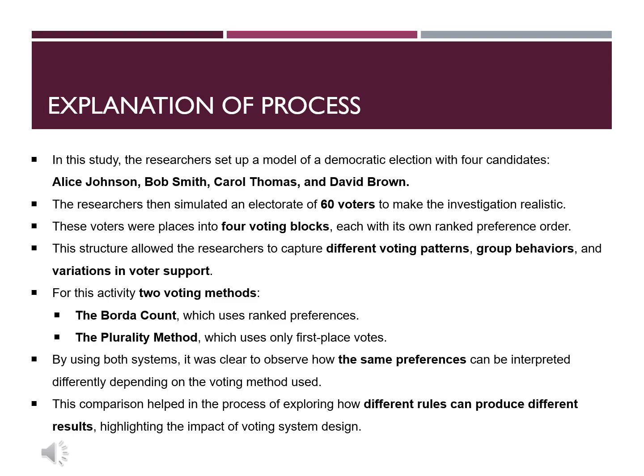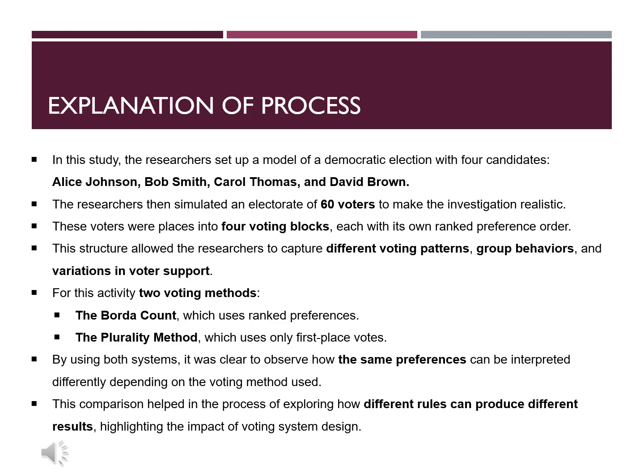Instead of treating all voters as one large group, they divided these voters into 4 voting blocks. Each block had its own rank preference order, meaning each group had a different pattern for how they preferred the 4 candidates. This setup was important because it allowed the study to reflect real-life elections where different groups of people have different opinions. It helped the researchers see how support for a candidate varies across groups. It made it easier to analyze patterns in voting behavior, such as which candidates are consistently liked or disliked.